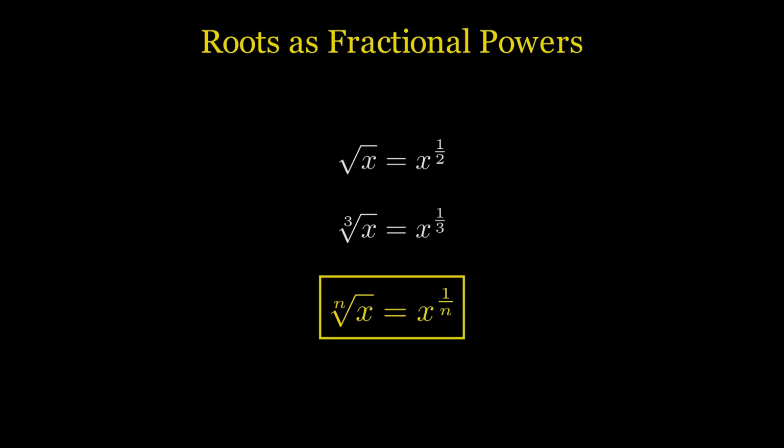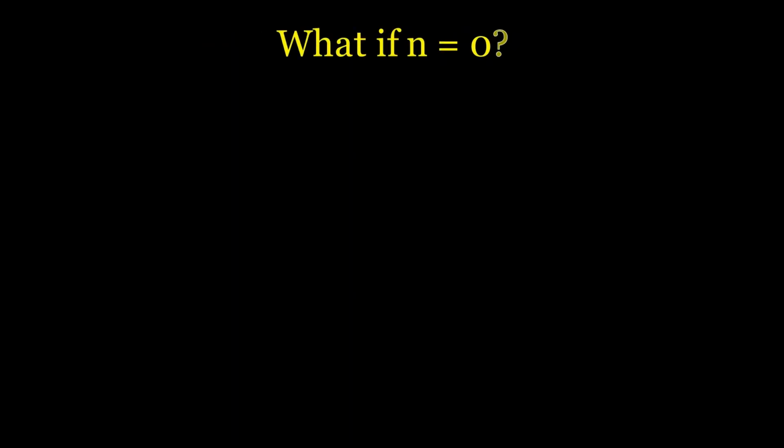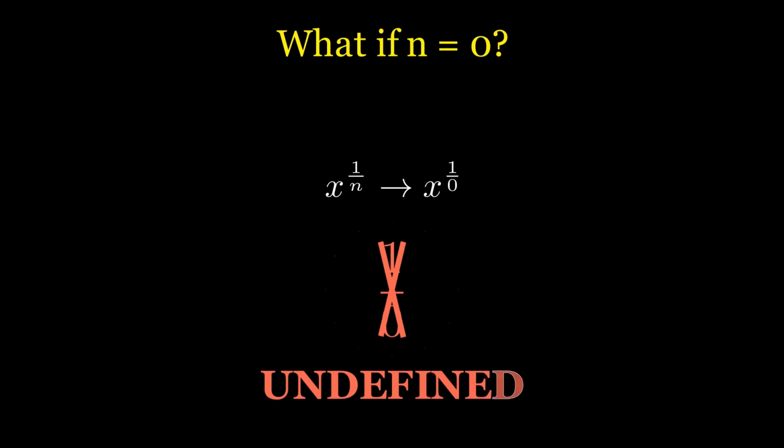Now, what if n equals 0? Then we'd be talking about x to the power of 1 over 0, the zeroth root of x. But 1 divided by 0 doesn't make sense. We can't divide by 0, so something strange happens.